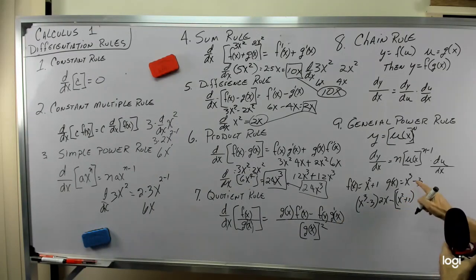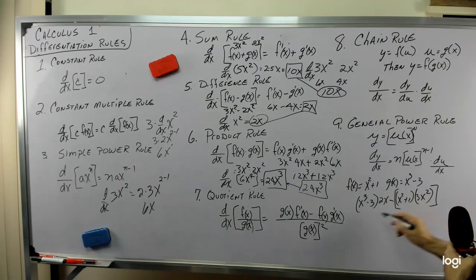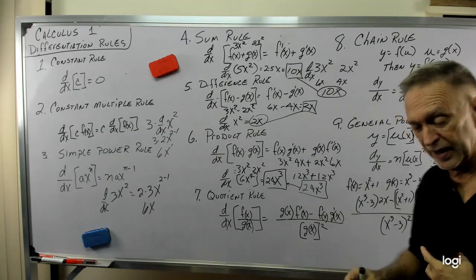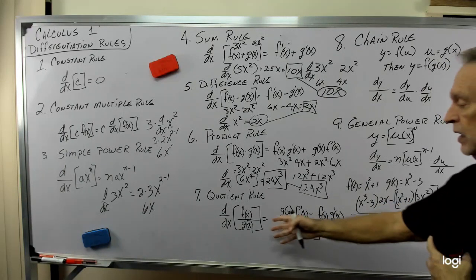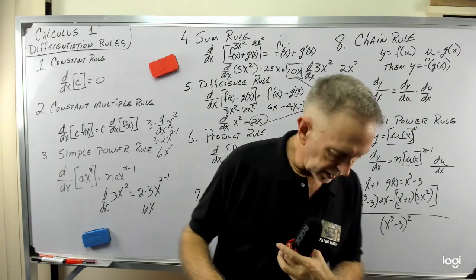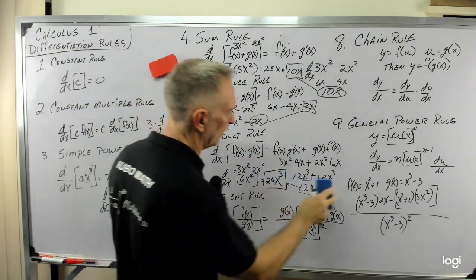times g prime of x, which is 3x to the second power, so 3 times x to the 3 minus 1, all over g of x squared, so x cubed minus 3 squared. Now I'm not going to work that out right now because the video would be half a day long, but that would be how you would work a quotient. That's the quotient rule. If you would take a quick screenshot of that, because I need that space to work the next problem.